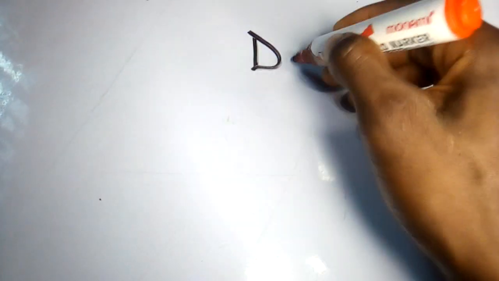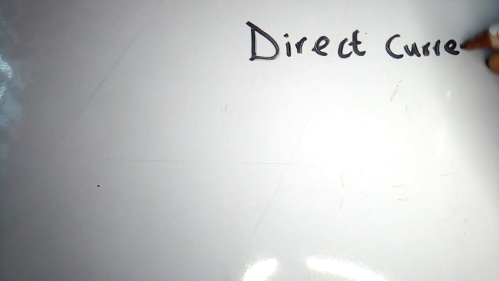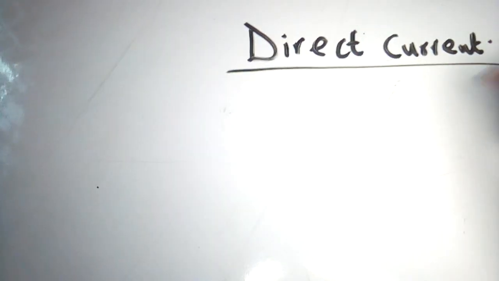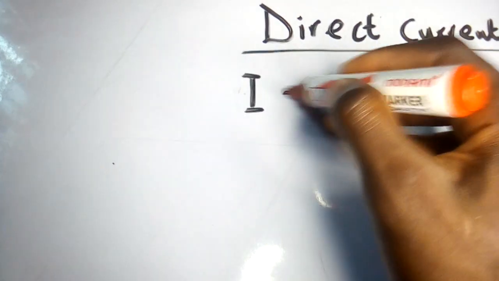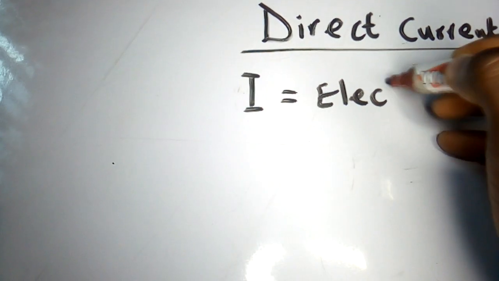Now, talking about direct current. I think we spoke a little bit about it in our previous video. That is DC. We said current is denoted by I, and this means electric current.